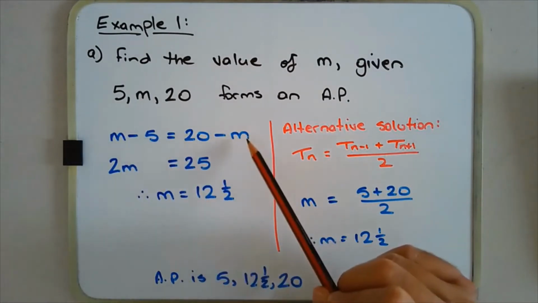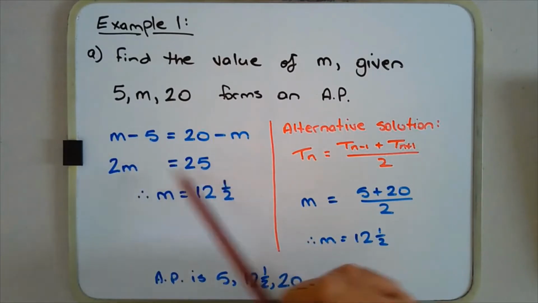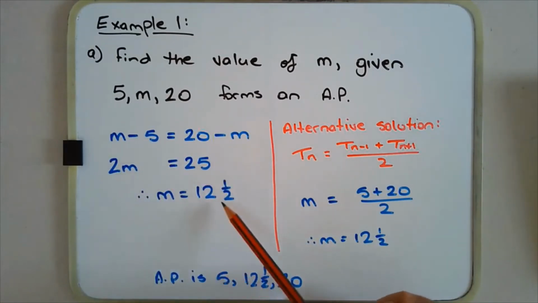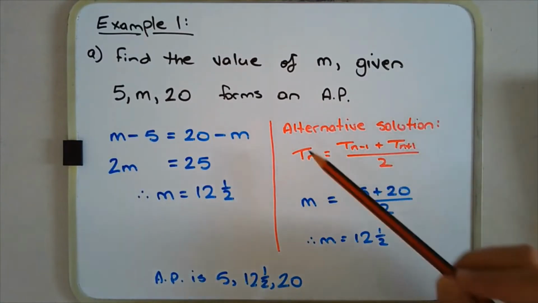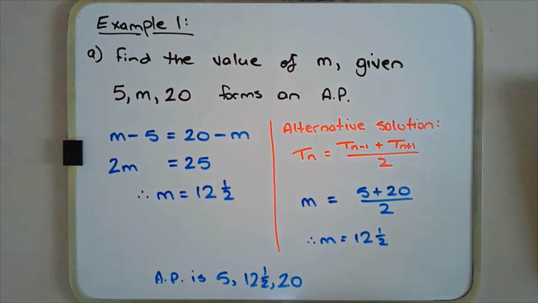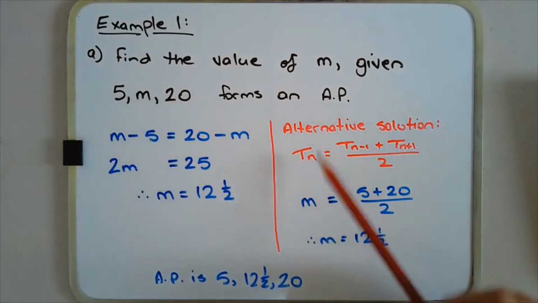Adding m to both sides and adding 5 to both sides, we have 2m equals 25, and then dividing both sides by 2, we have m is equal to 12.5. Now there is an alternative solution, which is very similar to the first method, but it uses the fact that m is the average of 5 and 20, and it uses that fact explicitly.